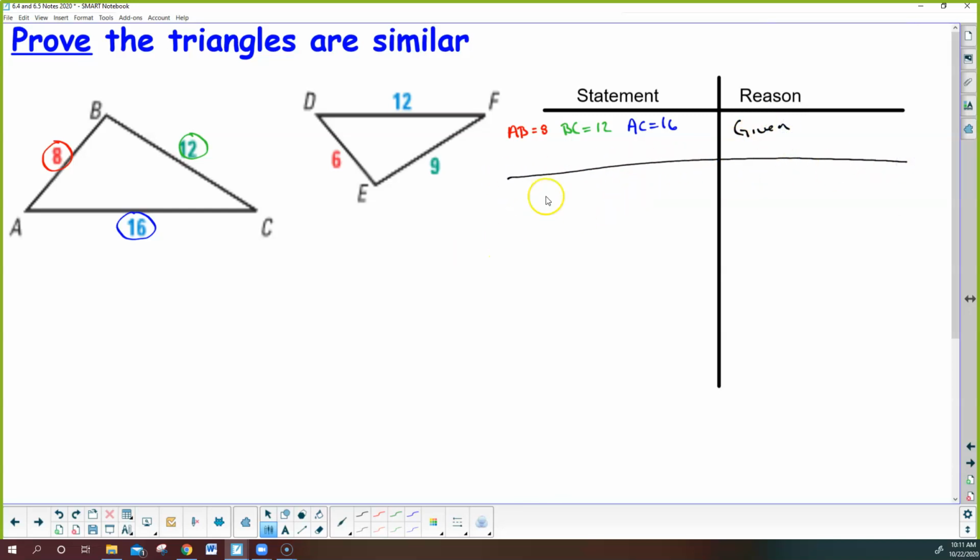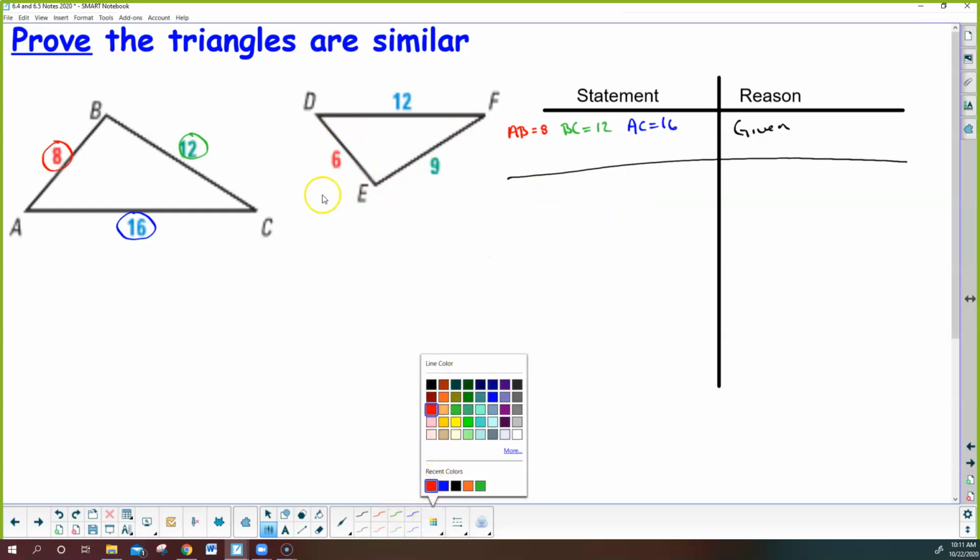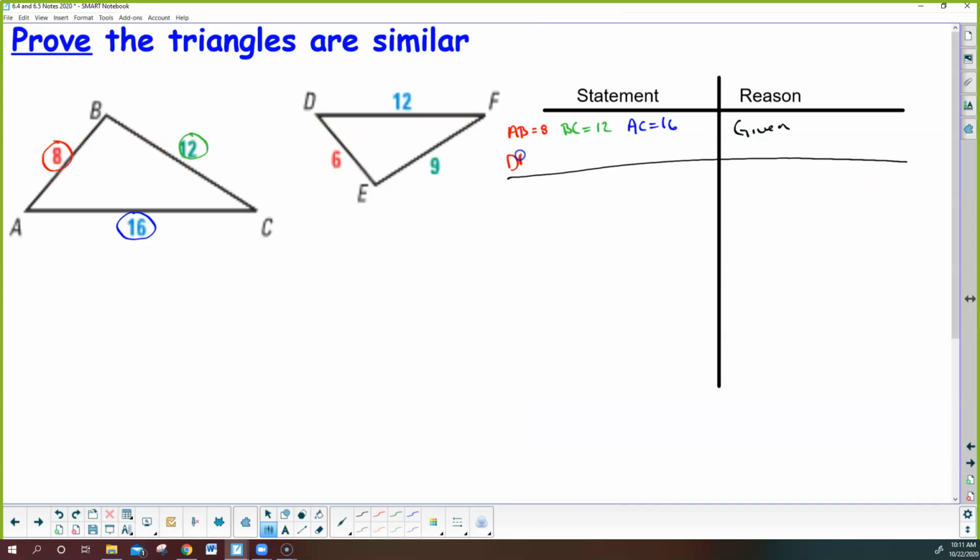But we have a whole other triangle, and I have to map the same order. Since I started with the small, let's start with the small one here. DE is equal to 6. And then the next medium length is 9, so that's EF. And I should be conscious of how I wrote that.